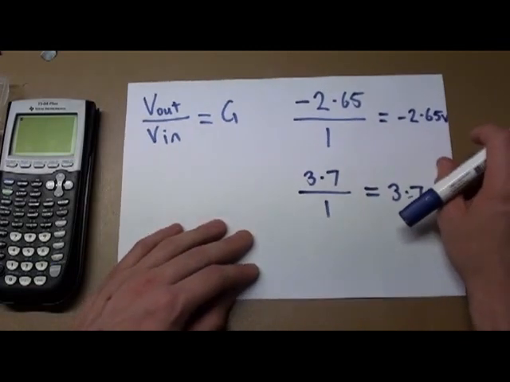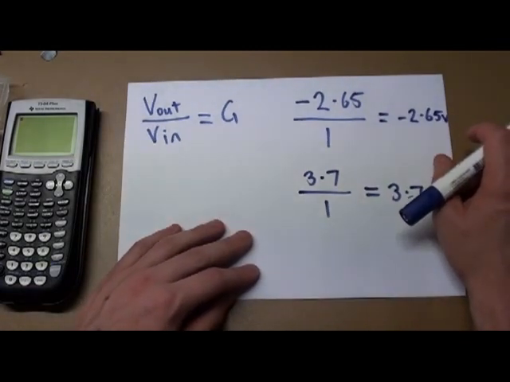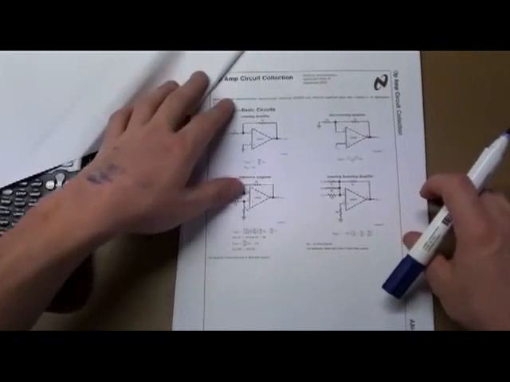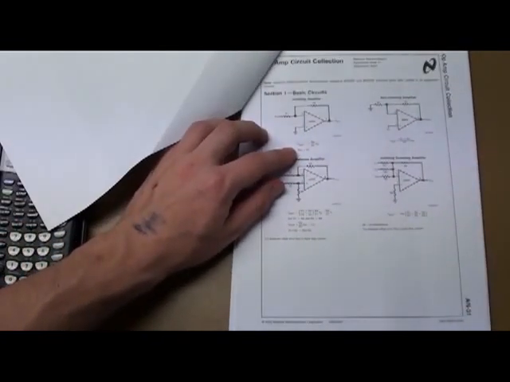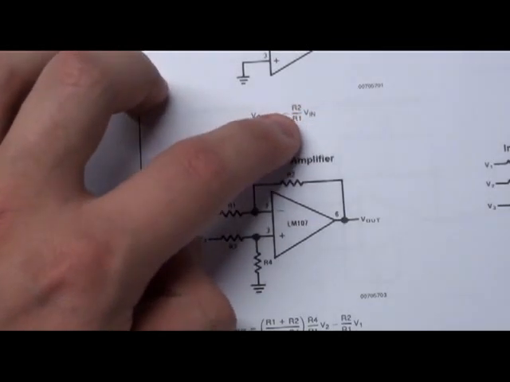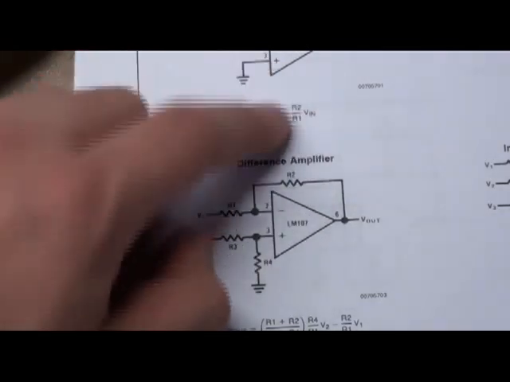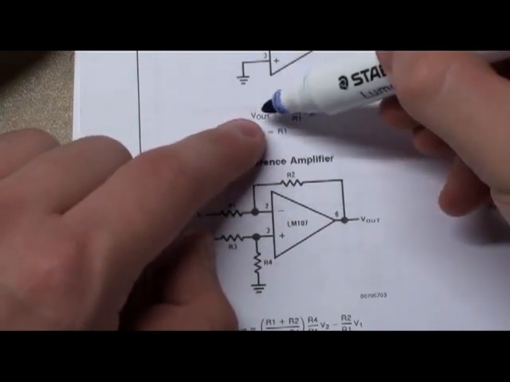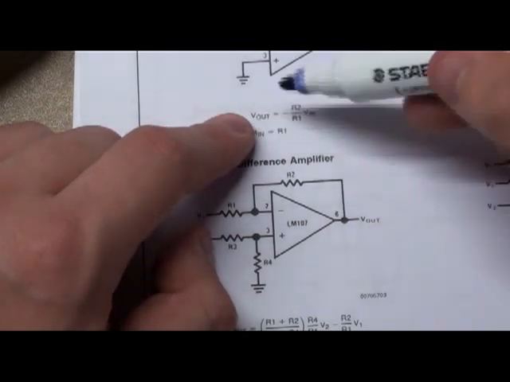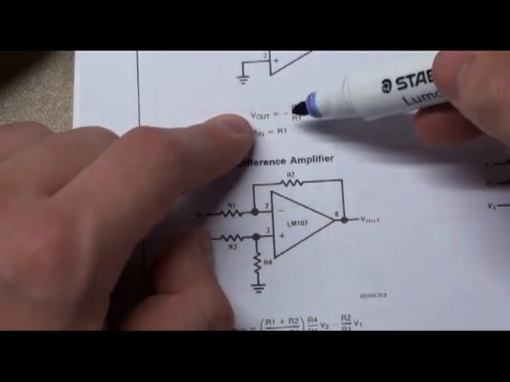So we don't actually have to do all this experimentally though. We can work them out using the formulas in my favorite book. So coming back here, if we look down here, we have negative R2 on R1 V in. So really our G value, if we took V in on the other side, we'd have V out over V in, which is gain. So our G equals negative R2 on R1.